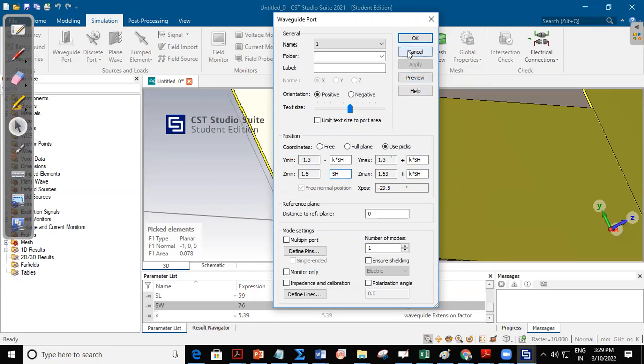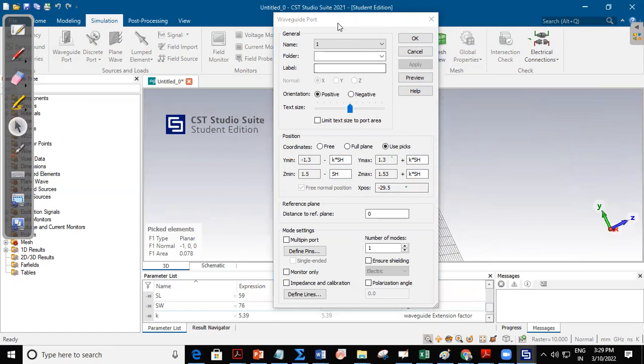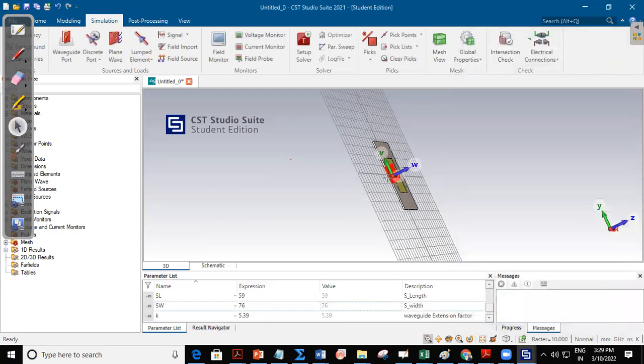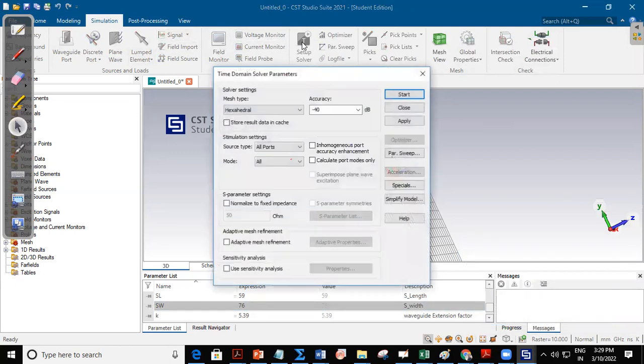With this preview, you will find an extension port available in the circuit. Here, the extension port is previewed, which is of extra height of the width. Okay, press OK. So we have the extension port available now. Go to math solver. Here select normalize to fixed impedance. Apply, start.